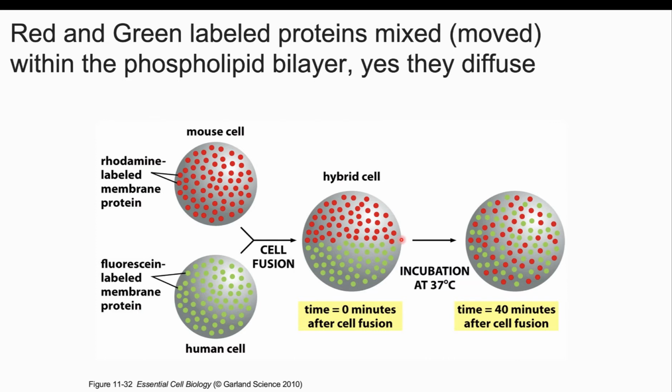If you wait 40 minutes though, for these particular membrane proteins, you would see a mix, because they diffuse across the cell membrane. So proteins that came in from the original human cell that were tagged green are now throughout the membrane. Same thing with the rhodamine red labeled membrane proteins, which are now scattered through the cell membrane.